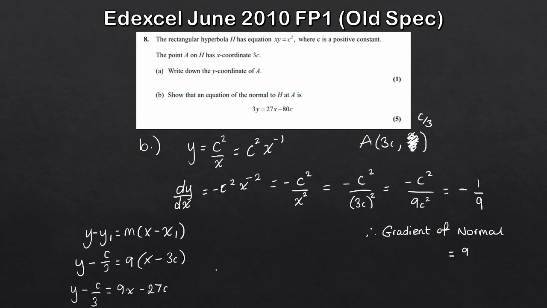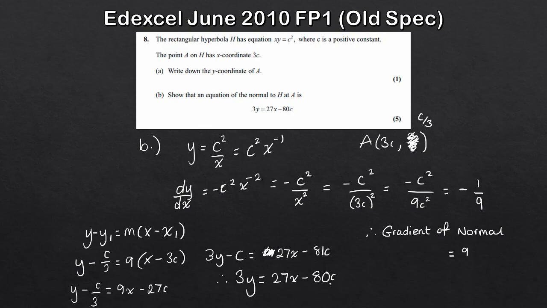So now we can simplify, okay? Because I'm going to say this doesn't work, but it does now, okay? Timesing through by 3, we get the 3y. So this is 3y minus c is equal to 27x, okay, it's really throwing me this, 27x minus 81c. And if you notice, we've just got one line extra here now. All we need to do is add c to both sides. So therefore, 3y is equal to 27x minus 80c.